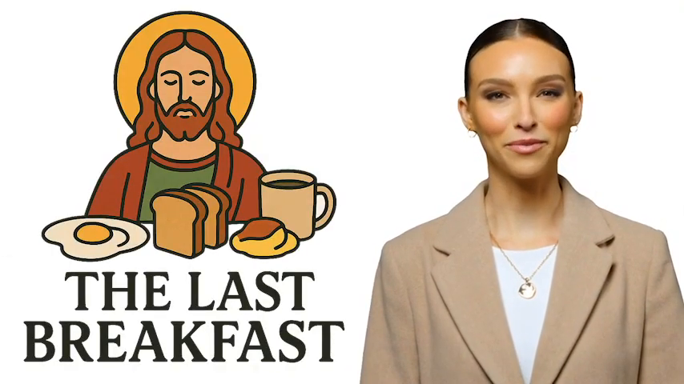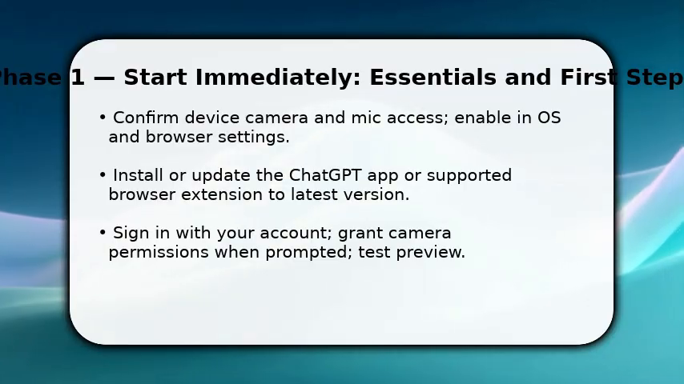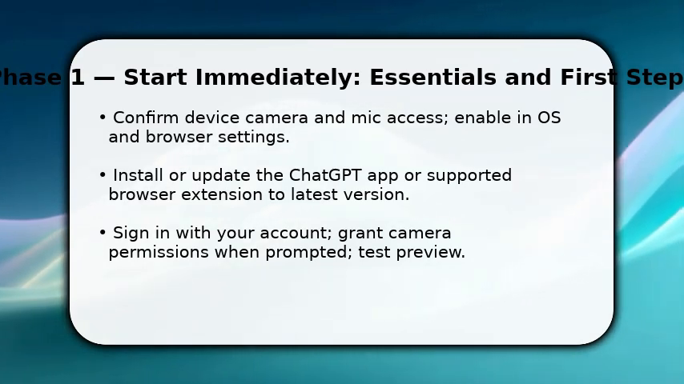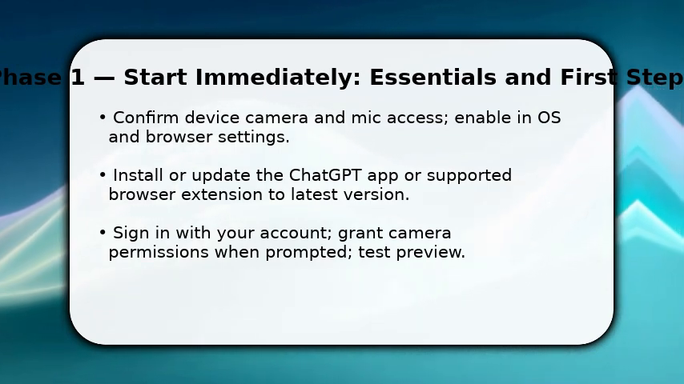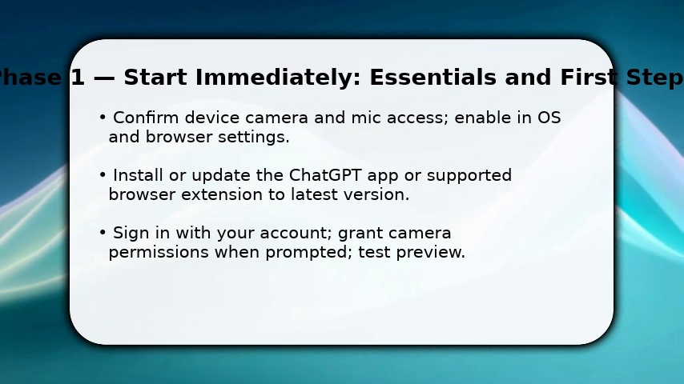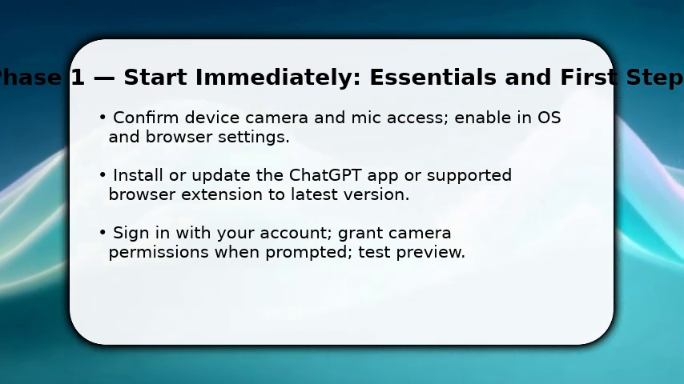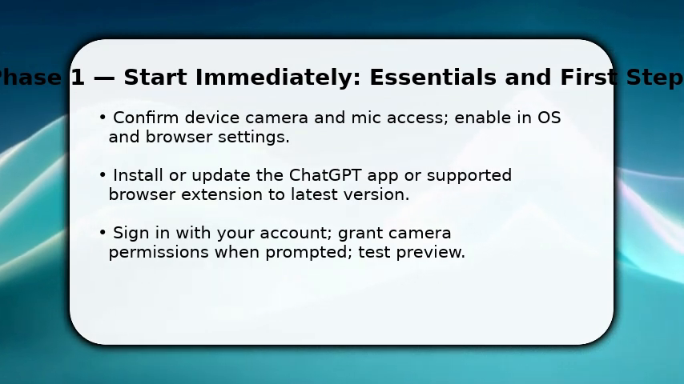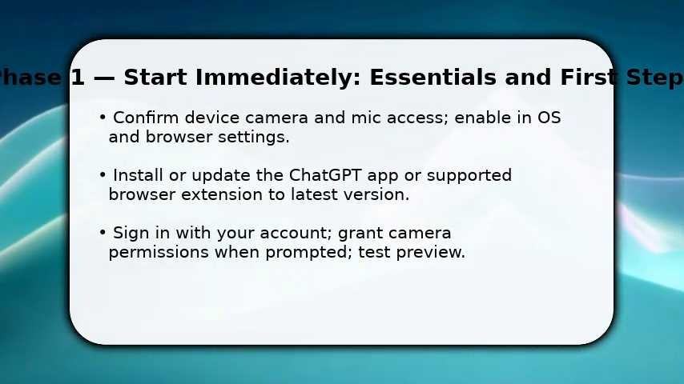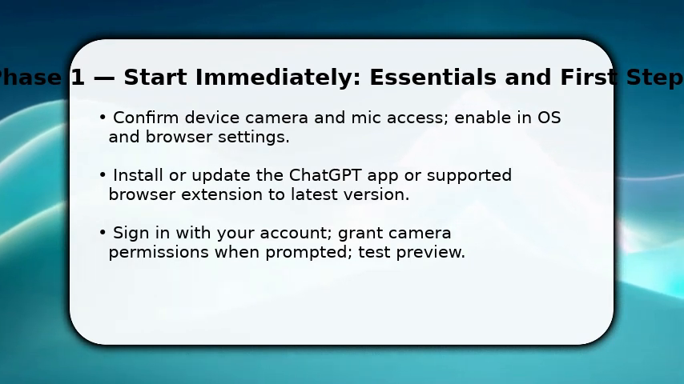Please enjoy the video. You'll begin by making the camera usable right now. Check camera and mic permissions in system settings and enable them in the browser or app. Once done, update the ChatGPT client so you run the latest live camera features, then sign in with your account. You'll be prompted to grant camera access, accept it, and use the live preview to confirm framing and audio.